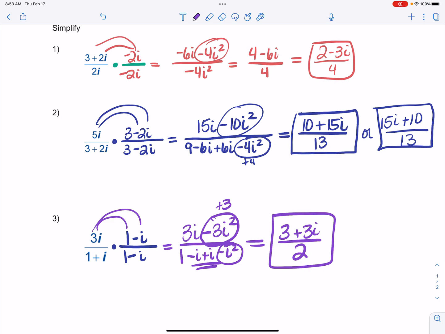So you will have a quiz over adding, subtracting, multiplying, and dividing complex numbers.